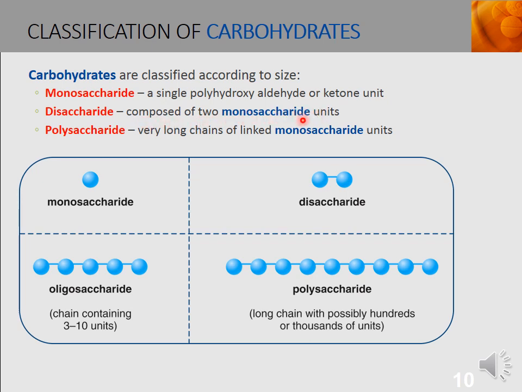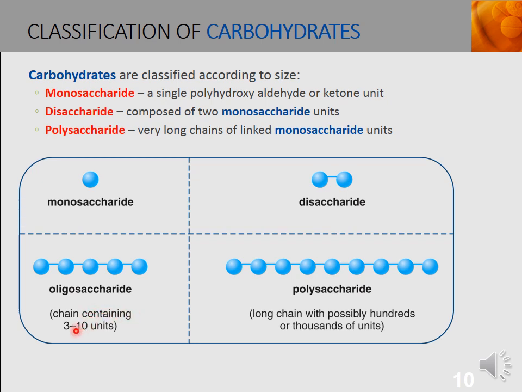Monosaccharide, a single unit. This is a disaccharide, 2 units. This is an oligosaccharide, a chain containing 3 to 10 units. And this is a polysaccharide, a long chain with possibly hundreds or thousands of units. Classification of carbohydrates is mainly based upon three main classes: monosaccharide, disaccharide, polysaccharide, but there are also oligosaccharides, with about 3 to 10 units.